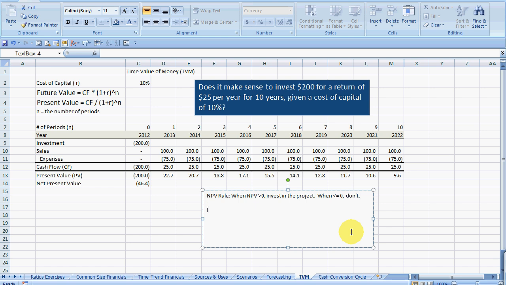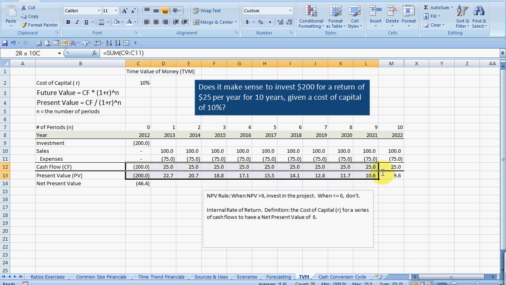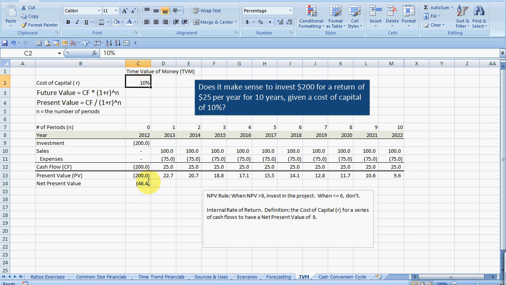Now you have another one that's called the IRR, the internal rate of return. Its definition is the cost of capital. So what does R have to be, the cost of capital for a series of cash flows, to have a net present value of zero? That's what it's saying. What would it take for us to get to the threshold? If we were to take this series here, what would this number have to be for this to hit zero? In other words, for us to hit that threshold between investment and no investment.